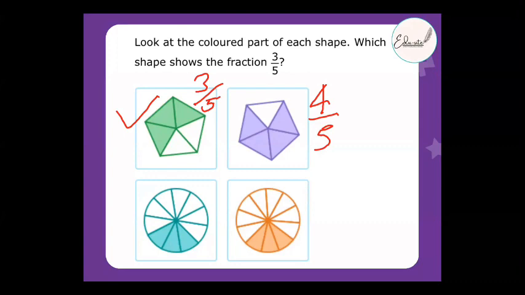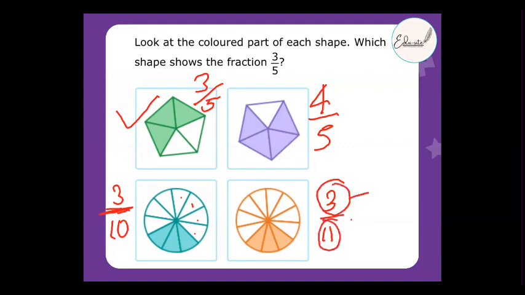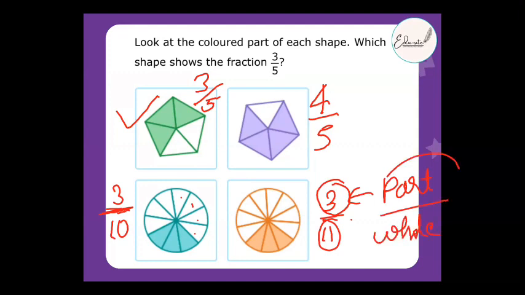1, 2, 3, 4, 5, 6, 7, 3 out of 10. Is it 3 over 10? Yes, excellent. What about this one? 1, 2, 3, 4, 5, 6, 7, 8, 9, 10, 11. 11 out of 3. No, it's not 11 out of 3. It's 3 out of 11. You're going to write the part in the numerator and the whole, or the total, in the denominator. Fine, beta?